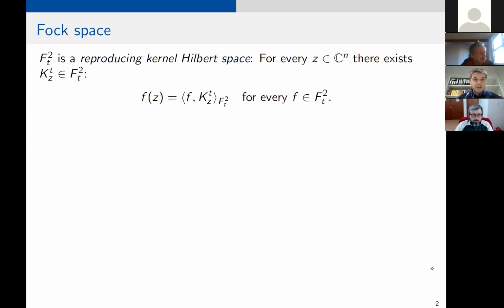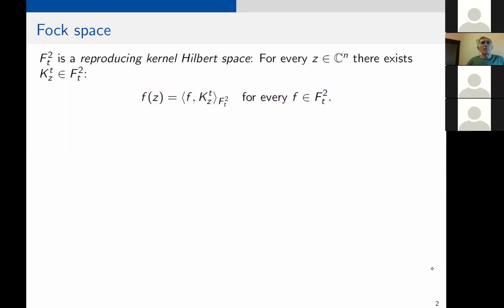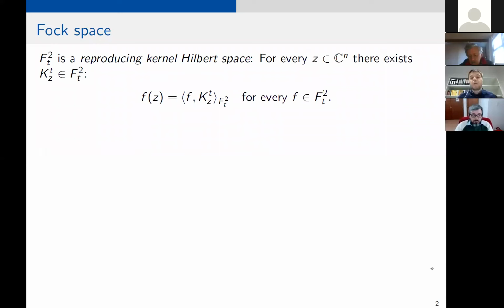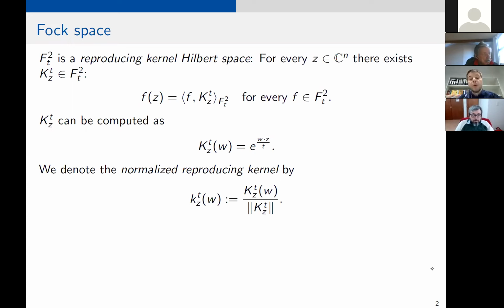It's a lot more. It's a reproducing kernel Hilbert space. So for each point from C^n, say z, you can write the point evaluations of functions in the Fock space by pairing the function against some other function, which is usually called the reproducing kernel, K_z^t. And this kernel can be computed. It's just this exponential. And once we have the reproducing kernel, we can also write down the normalized reproducing kernel, which is just the reproducing kernel divided by its norm. So we get an element of norm 1.